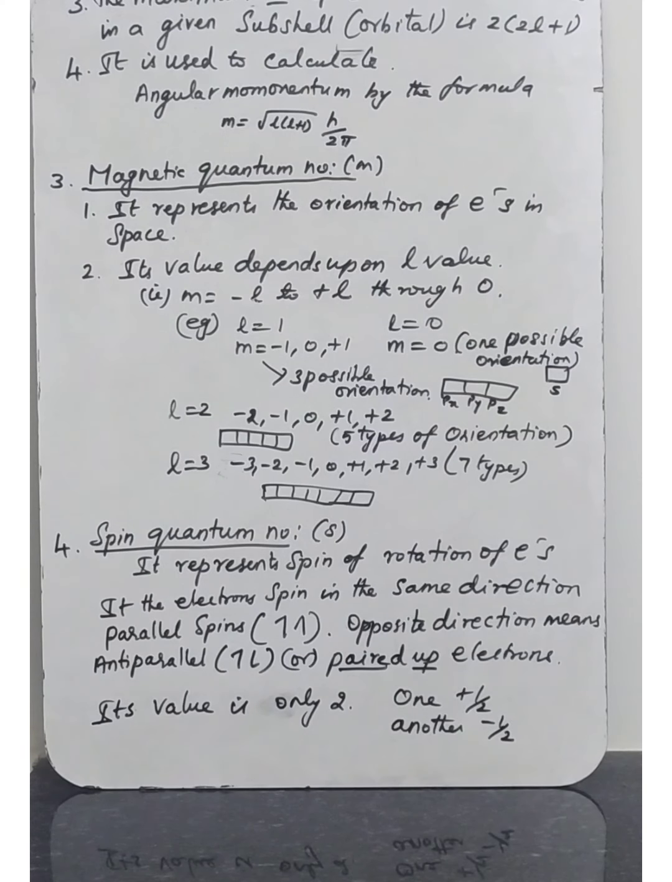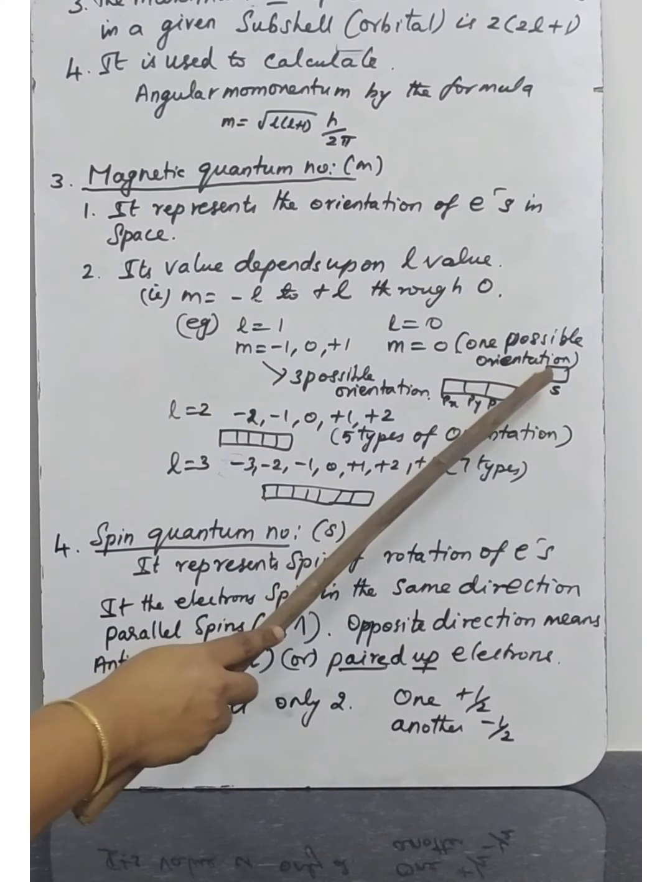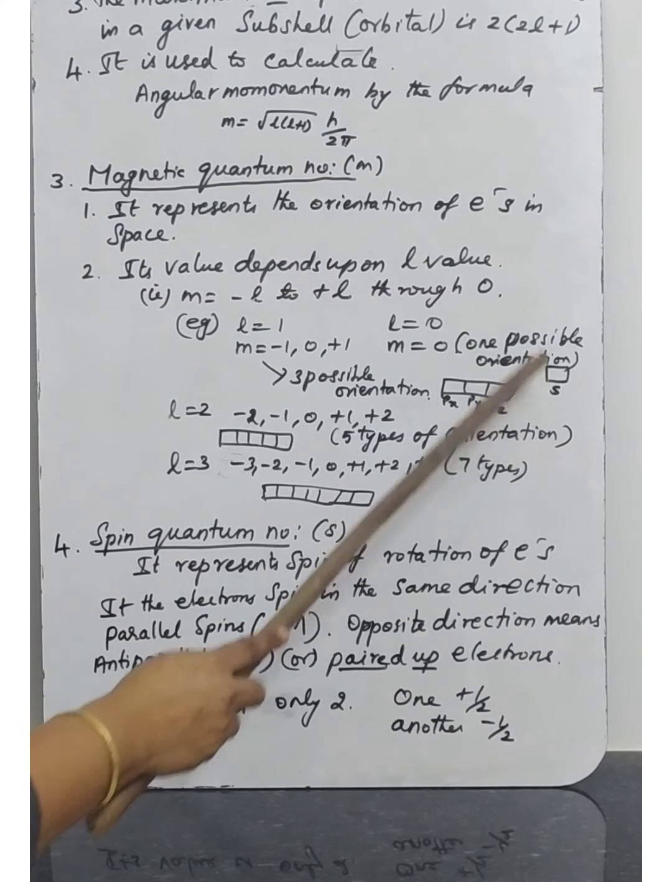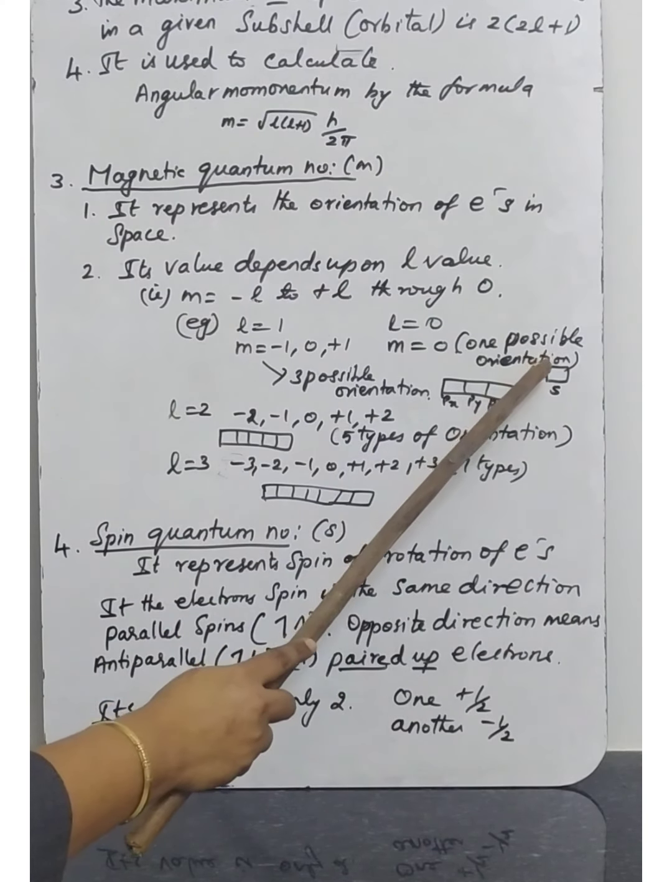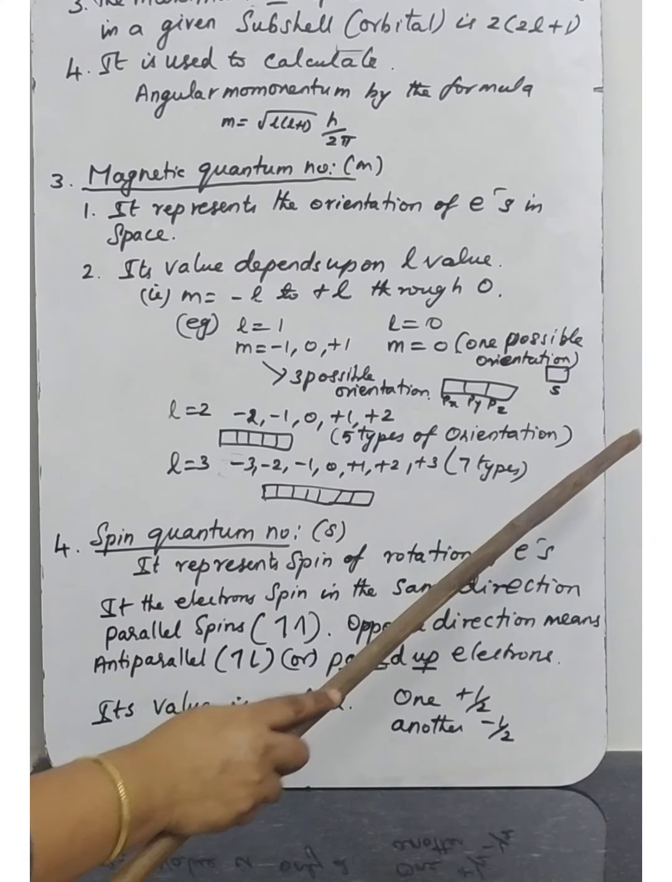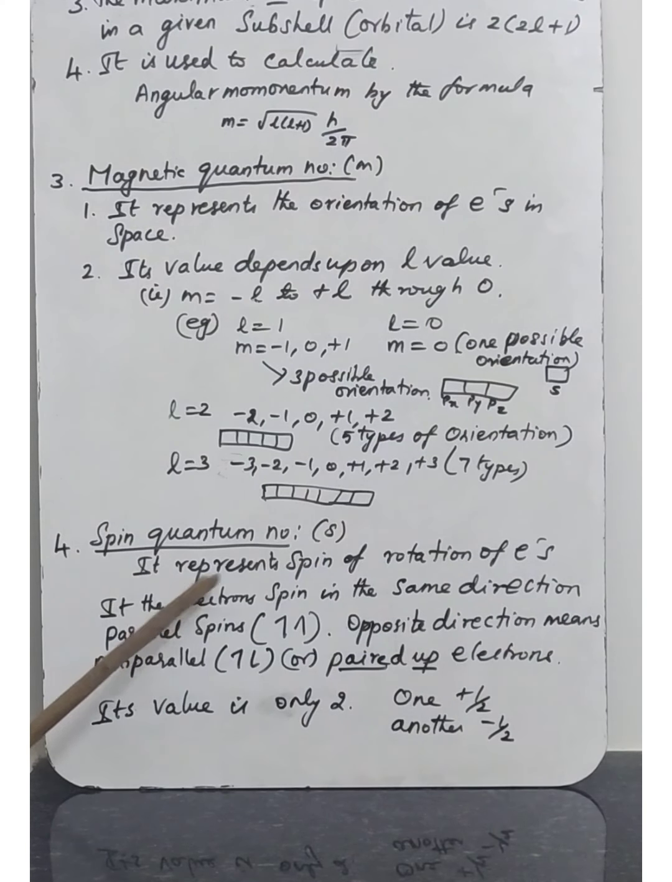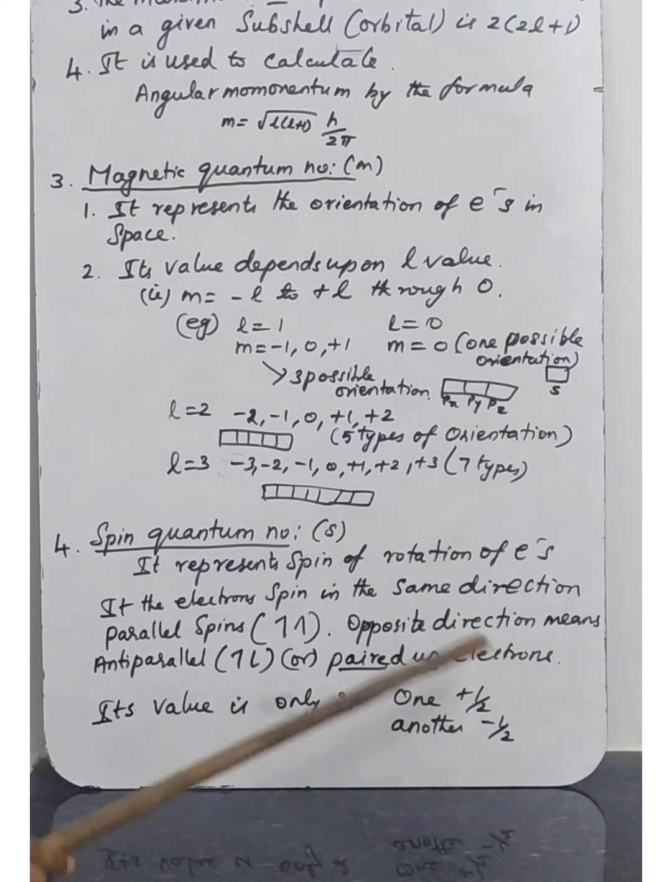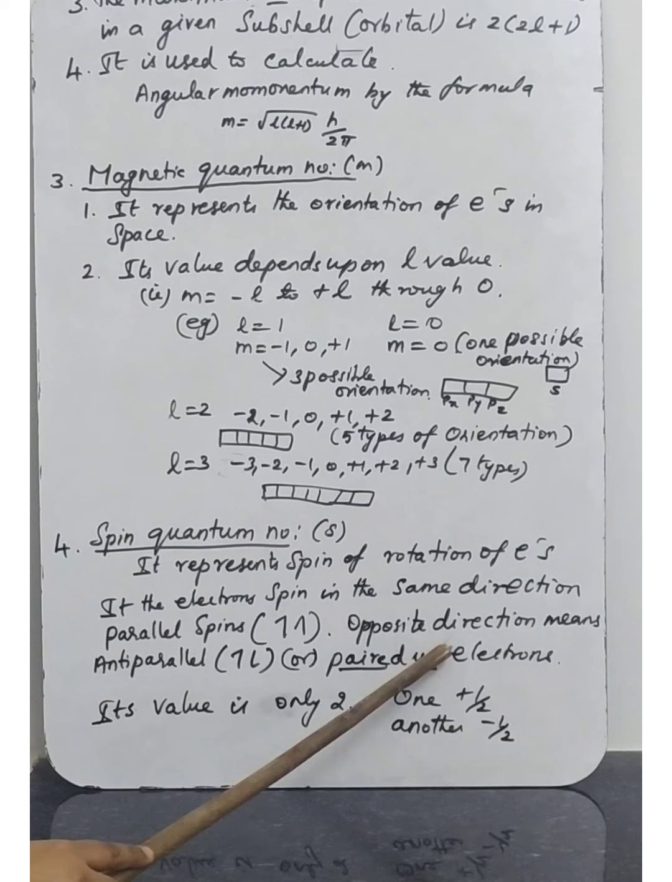Spin of rotation of an electron means, inside the box, an upward direction and a downward direction will both be there. One spin is upward and another one is downward. If electrons spin in the same direction, say upward, upward, then these are called parallel spins. Otherwise, the spins of the electrons are in opposite directions. One is plus, another one is minus: clockwise, anti-clockwise, like north pole, south pole. Opposite directions are called anti-parallel spins, or paired up electrons.